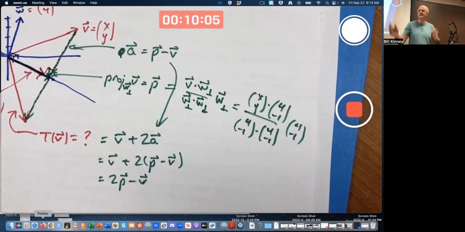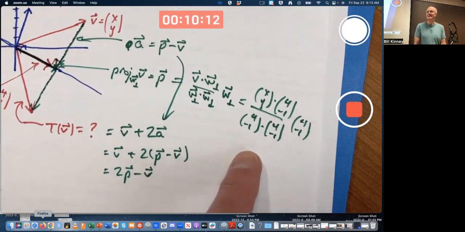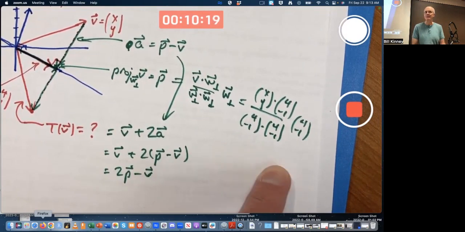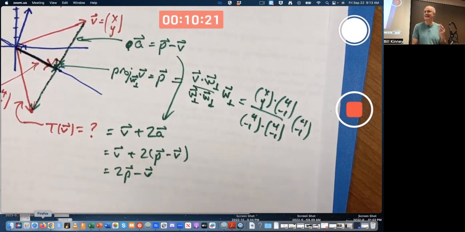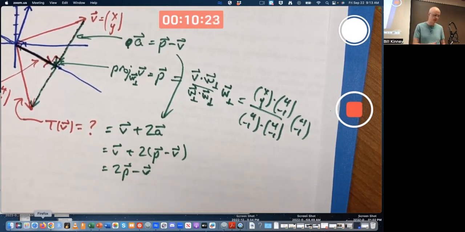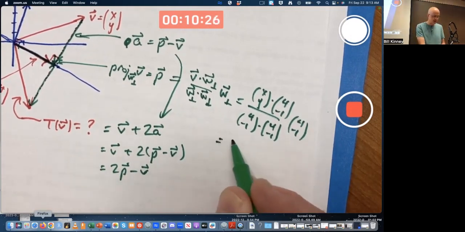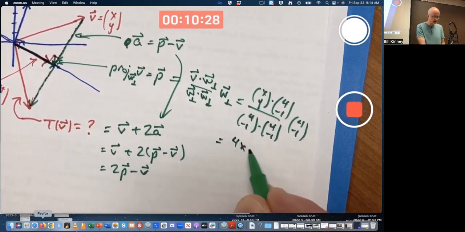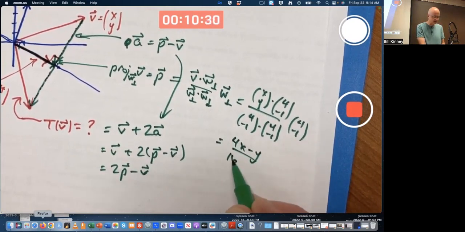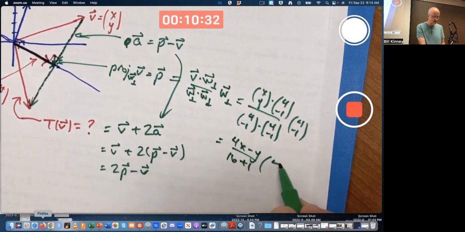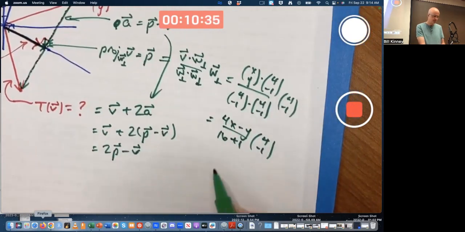You might wonder, what if we used a different vector parallel to that line, like 8, -2 instead of 4, -1? The answer is this would simplify to the same thing. It doesn't matter what vector you pick along that line. The formula for the projection will simplify to the same thing in the end. You can try it for yourself to confirm it. Do those dot products. On the top, you get 4x minus y. On the bottom, you get 16 plus 1. 16 plus 1, 17.